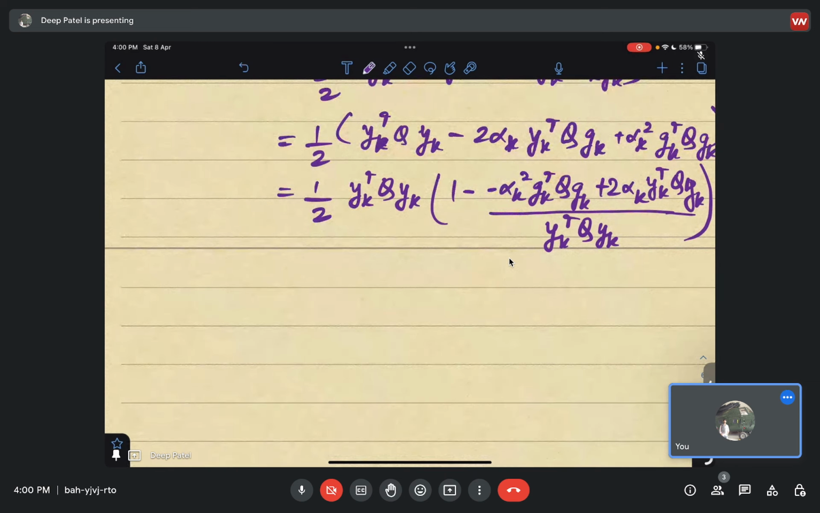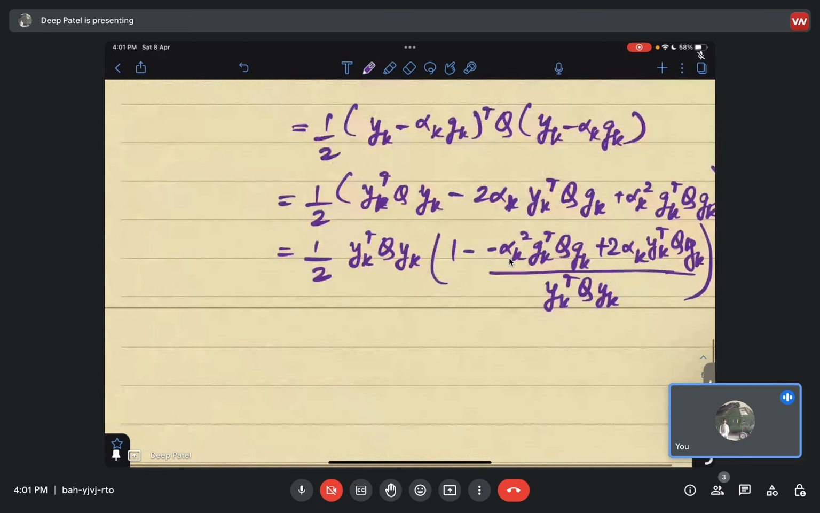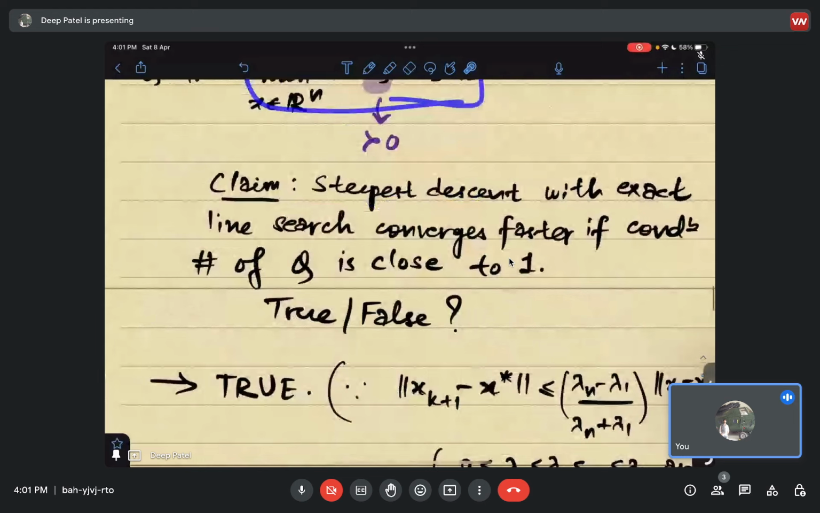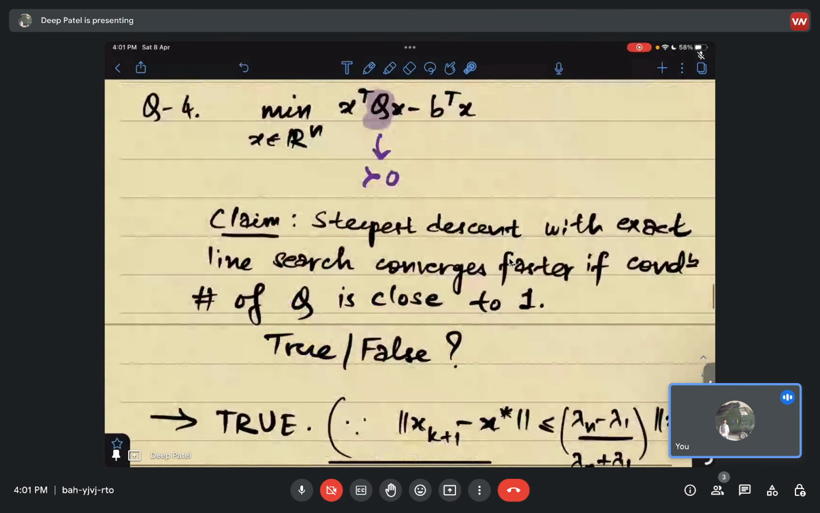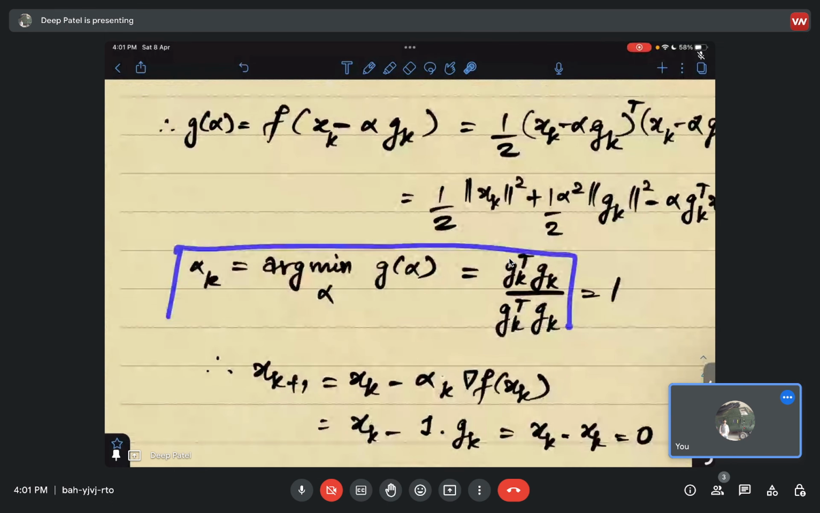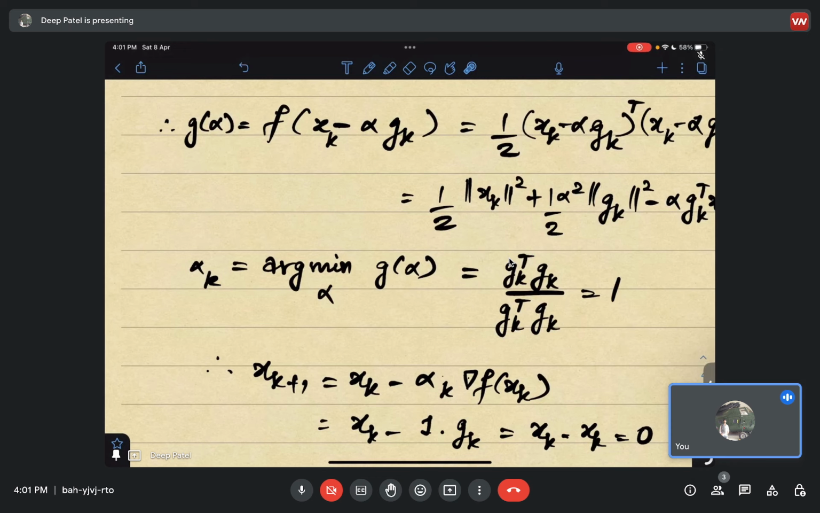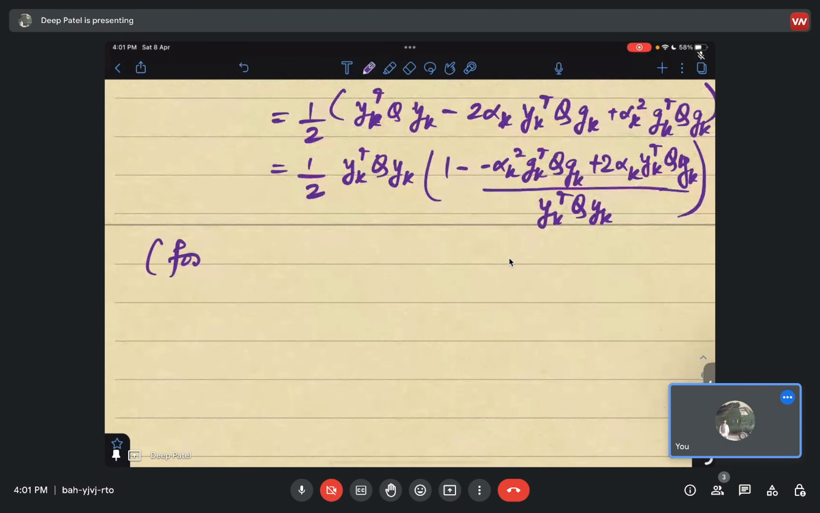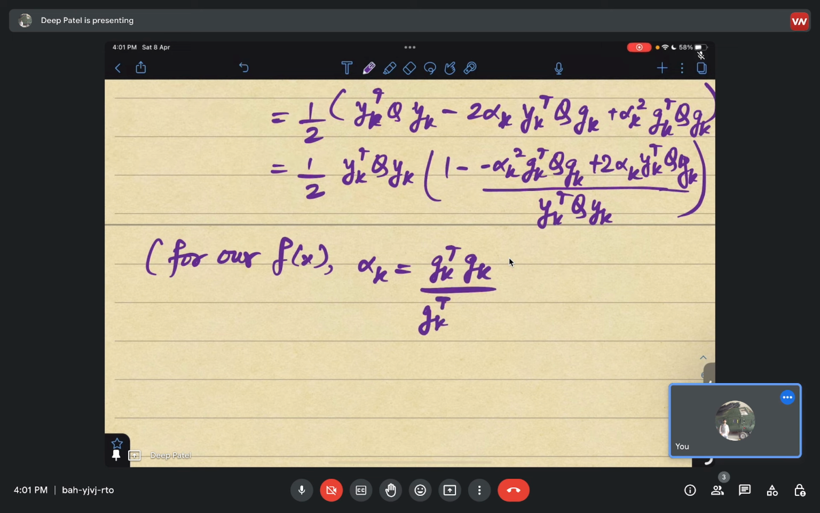So what we will do is put in that value of alpha_k. For these quadratic functions, I think I've already written that somewhere, or maybe I erased it. Oh no, it's here. For our function, alpha_k will be nothing but g_k transpose g_k divided by g_k transpose Q g_k.